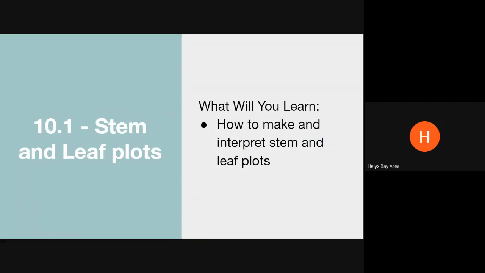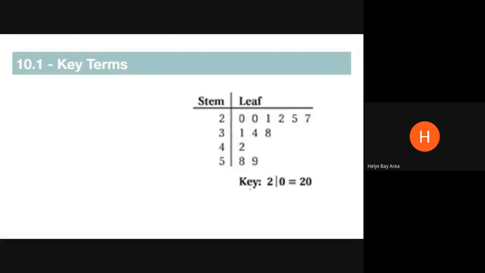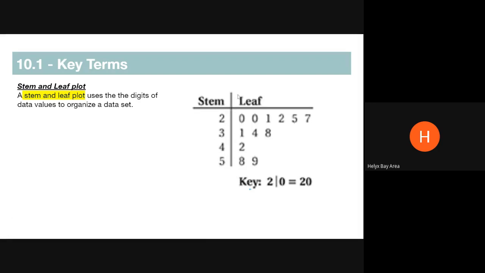So we're going to be learning how to interpret stem and leaf plots, which are essentially one way to look at data. The key term you're going to learn is stem and leaf plot. It uses digits of data values to organize a set of data. Let me explain this. Your stem is your tens values. One distribution in the data would be 20, another distribution would be another 20. This allows you to put all your data together and see the different distributions along the different tens.